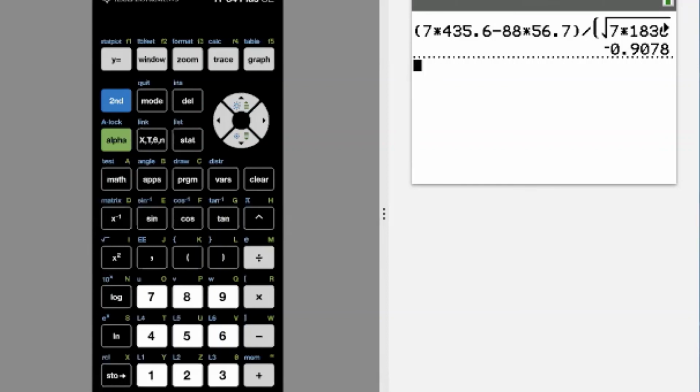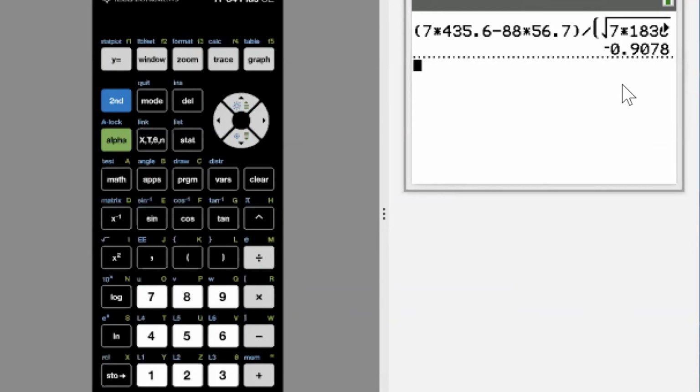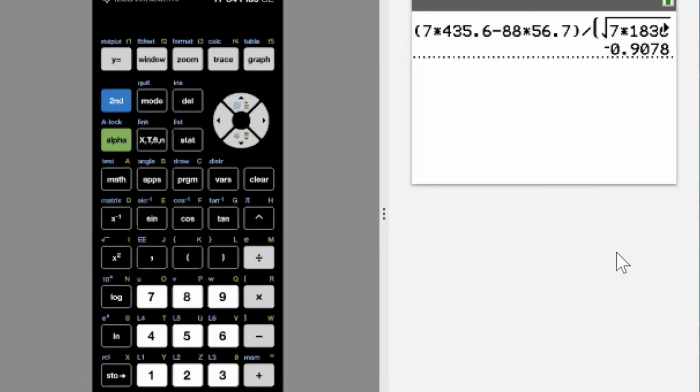What did you get? Negative 0.9078. You got it correct. That's what I got. Okay, negative 0.9078. I already verified this. That is the correct result. Negative 0.9078. Okay, I'm going to stop sharing this screen again.